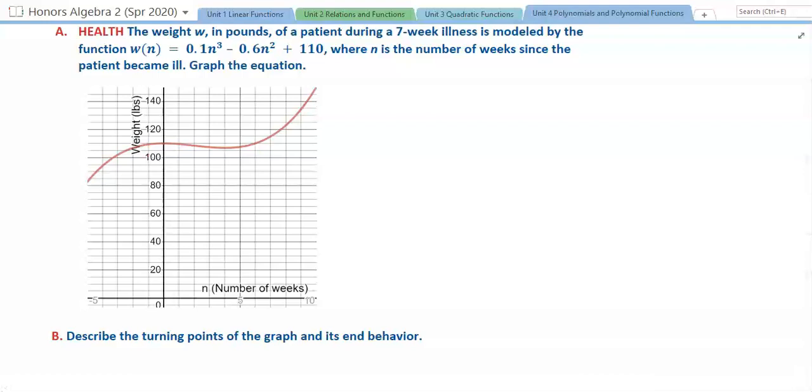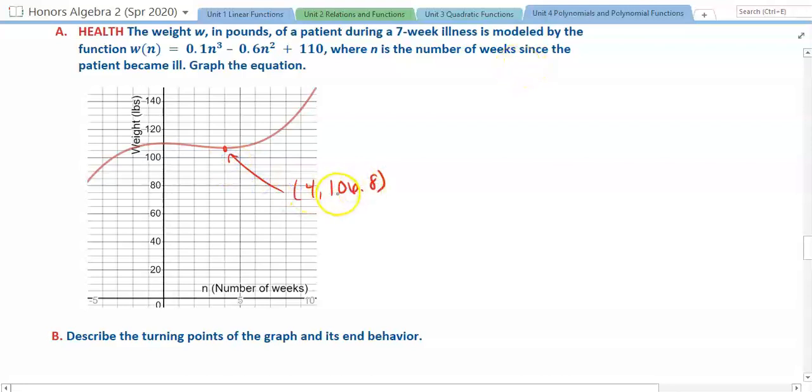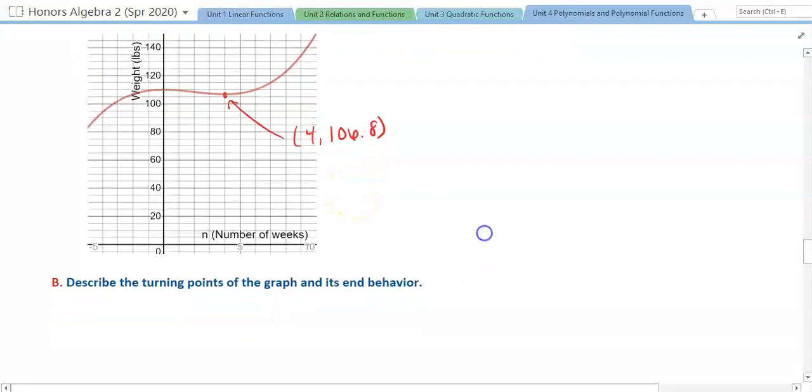And so where's the turning point? The turning point is somewhere about here. We can get our graphing calculators and calculate that if we were to use the calc function on our TI-83s. And so using our TI-83, this point is at (4, 106.8). And so what that means is after 4 weeks, the patient will weigh 106.8 pounds at their minimum. So describe the turning points of the graph and its end behavior.